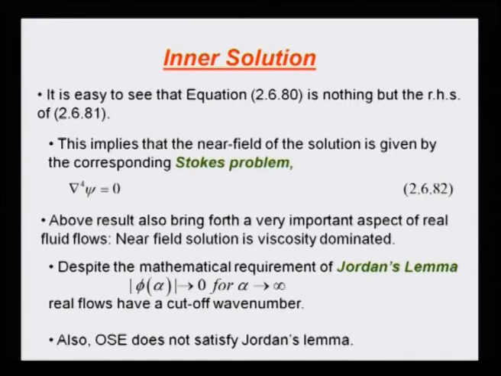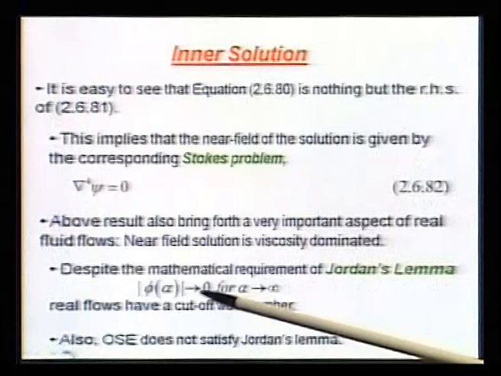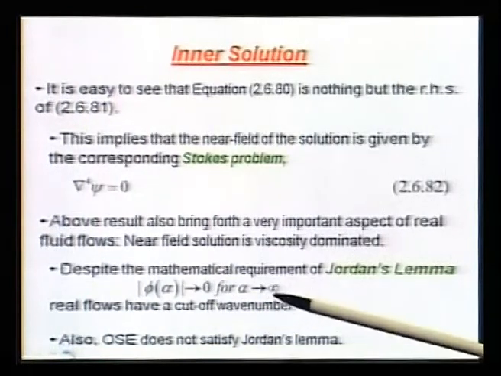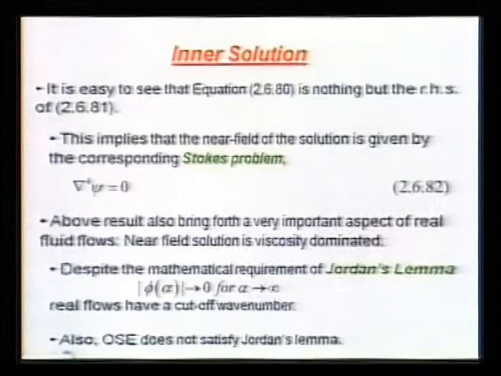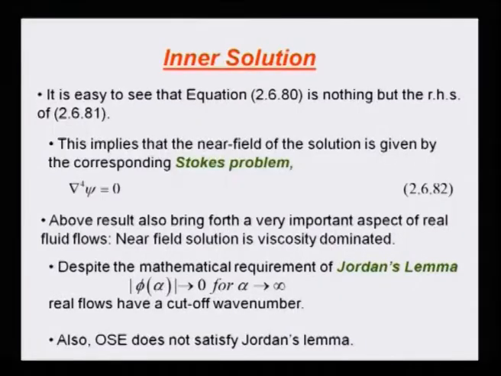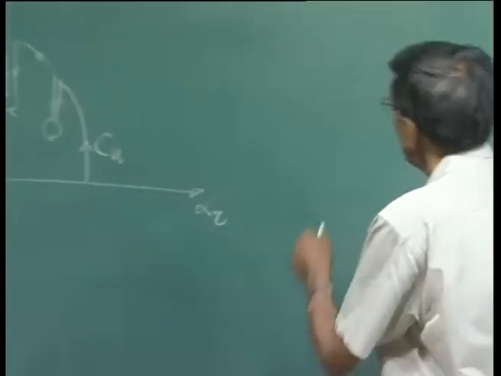This is something that we would like to see. And you see, we have already commented on this aspect, the requirement of Jordan's lemma, that phi of alpha should go to 0 for alpha going to infinity. Real flows have a finite cutoff wave number, and this more or less is self-explanatory. It tells you that all Sommerfeld equation solutions may not necessarily directly give you that exact formulation that we are talking about, right? Because what happens? We have the solution like this.